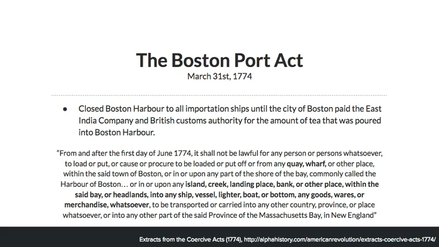An extract from the Coercive Acts itself says, "From and after the first day of June 1774, it shall not be lawful for any person or persons whatsoever to load or put, or cause or procure to be loaded or put off or from any quay, wharf, or other place within the said town of Boston, or in or upon any part of the shore of the bay commonly called the harbour of Boston, or in or upon any island, creek, landing place, bank, or other place within the said bay, or headlands, into any ship, vessel, lighter, boat, or bottom, any goods, wares, or merchandise whatsoever, to be transported or carried into any other country, province, or place whatsoever, or into any other part of the said province of the Massachusetts Bay in New England."